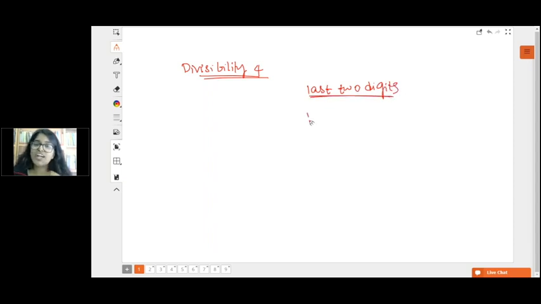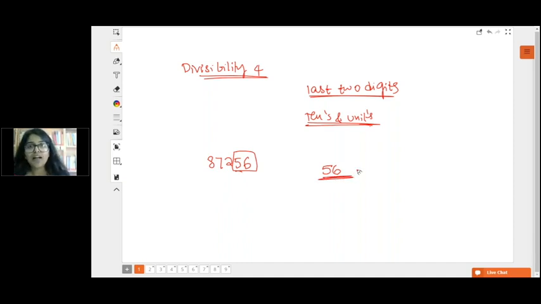That is the digits in the tens place and ones place, the units place. So you have to see these two numbers. Let's say 87256, just see the last two numbers, that is 56. Just see if 56 is divisible by 4 or not. By that you can identify whether the complete number 87256 is divisible by 4 or not. You can easily identify.